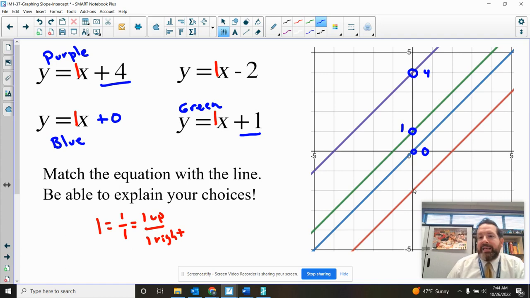And then lastly, the red line crosses the y-axis at a height of -2, 2 spots down. So we want that -2 on the back. There is your red line.